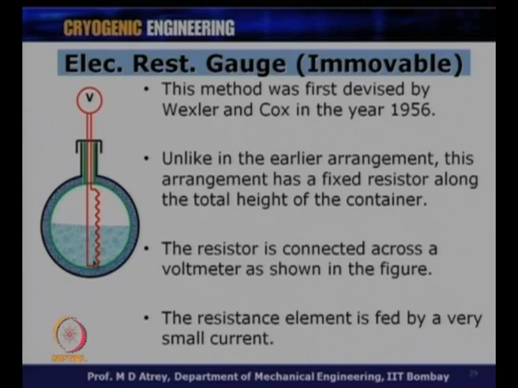If I want to measure the liquid level now, I just press a button here which will pass a very small current through this circuit. So there is a circuit over here, and therefore there is an effective resistance of this circuit, which is what is indicated by the voltage here.